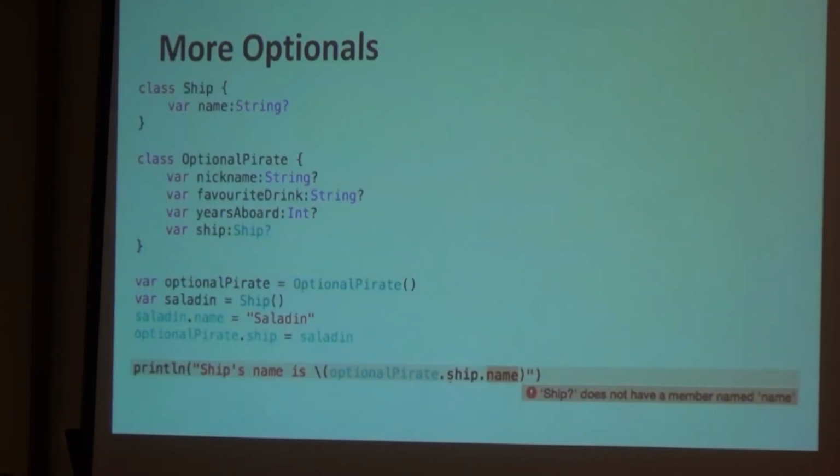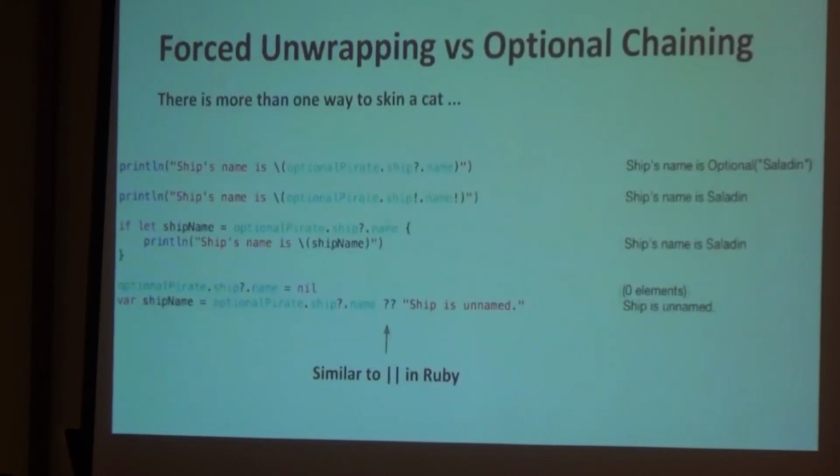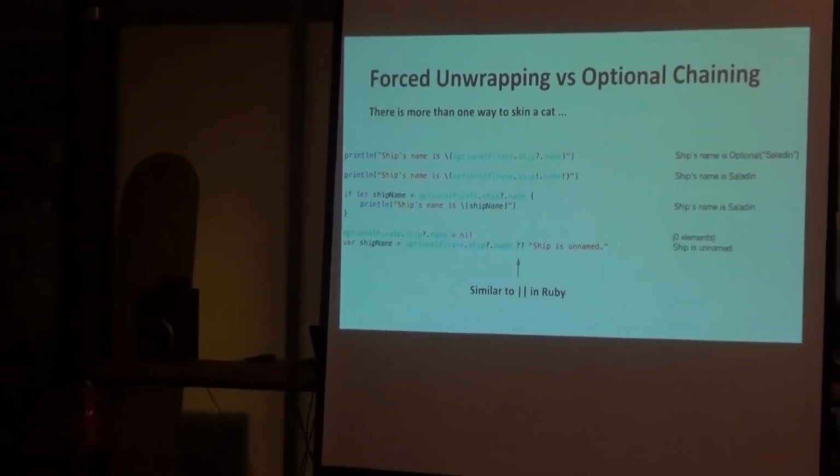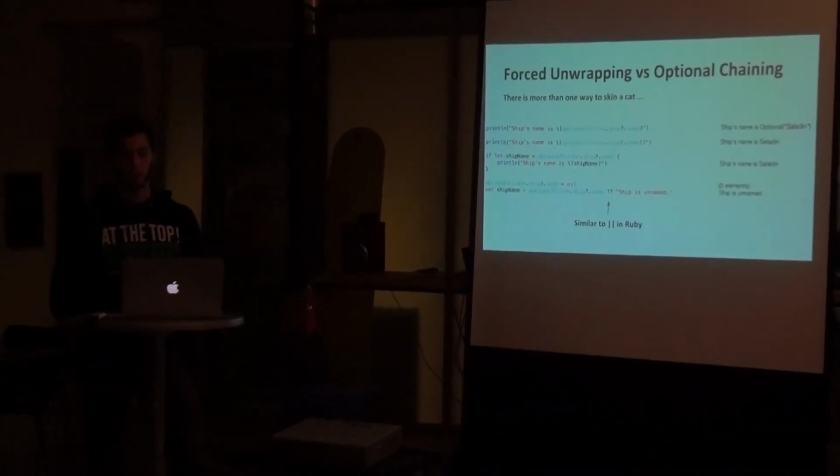It can be used in classes as well. We see that an optional pirate has a parameter ship or attribute ship, which is also optional, and we see here at the bottom that problems may occur if we don't unwrap it properly. So what can we do? Again, like I said, we can just say, yeah, I'm sure the pirate has a ship, he's on a ship, just unwrap it, display the value, and if the value is present, everything is cool. If it's not, we get an error again.